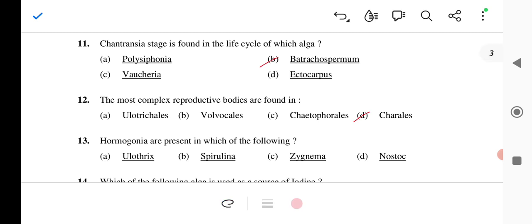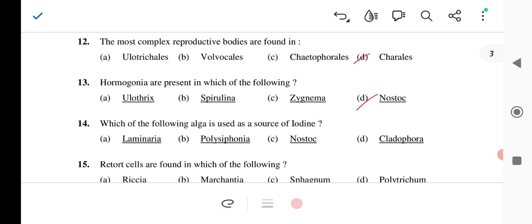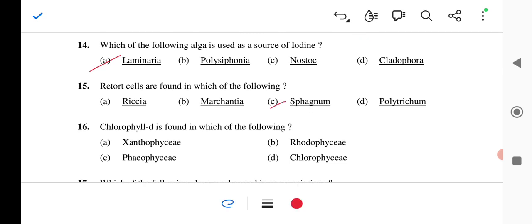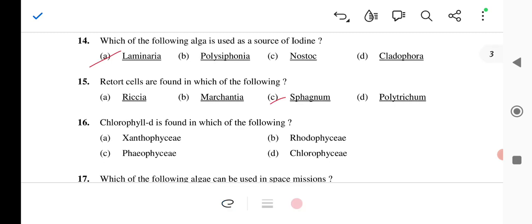Next is hormogonia are present in which of the following? Hormogonia are present in Nostoc. Next is which of the following alga is a source of iodine? Iodine source is Laminaria. Next is retort cells are found in which of the following? Retort cells are found in Sphagnum. Next is chlorophyll d is found in which one of the following? Chlorophyll d is found in Rhodophyceae, red alga.